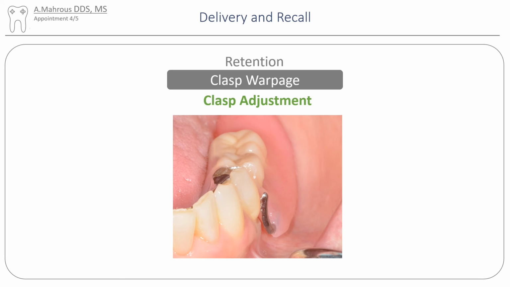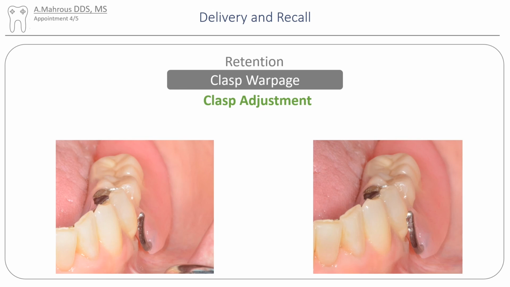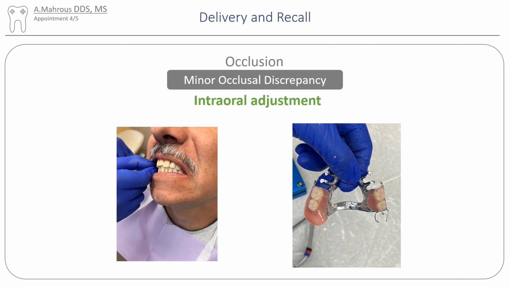Insufficient retention can also be caused by inaccurate clasp engagement into the undercut. This can be caused again by warpage during processing. It's recommended to use the appropriate pliers to bend the clasp back in place. And again, extra care must be taken when bending cast clasps. The last issue we'll discuss in this video is occlusal discrepancy during delivery.